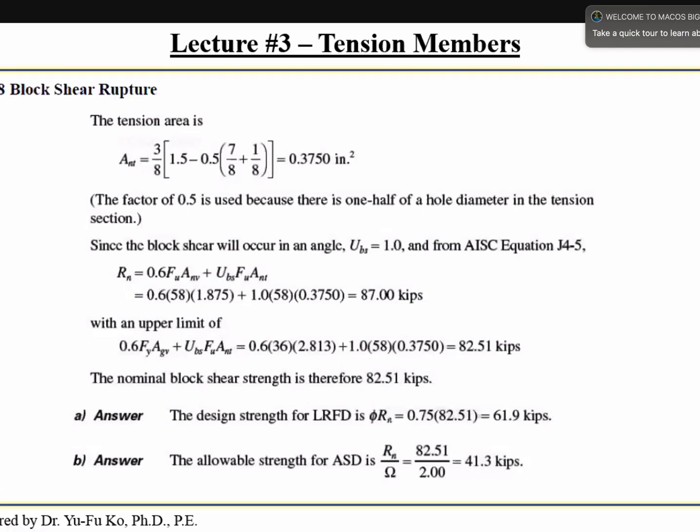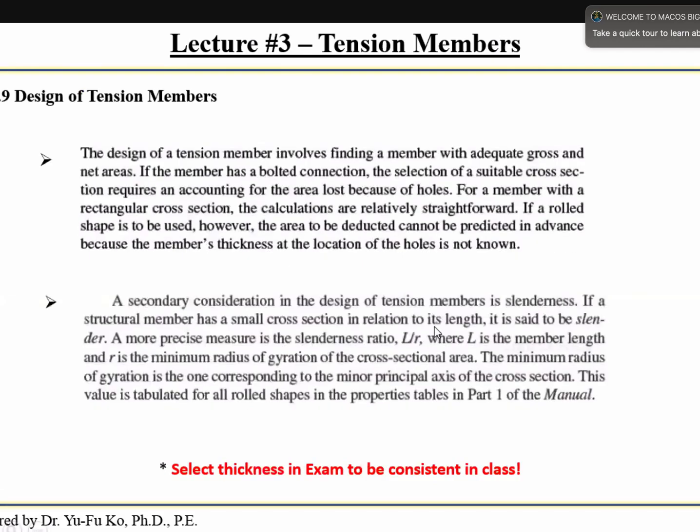Now let's move on to section 3.9, which we call design of tension member. So far what we did is analysis of tension member. I give you the size, I give you the material, and you do the calculation to figure out the capacity. That we call analysis. Now, design is different. I give you the loads and the material, and you pick the sections to resist the loads. This is what we call design.